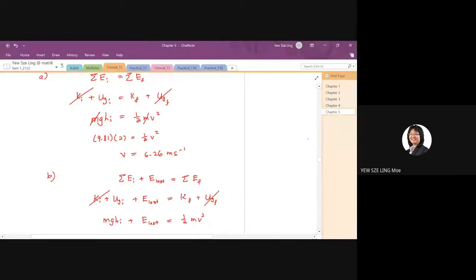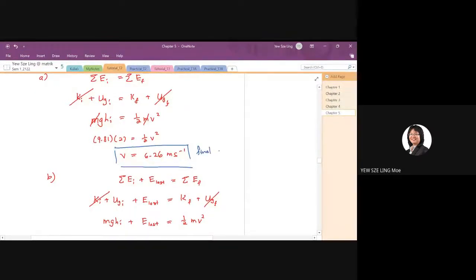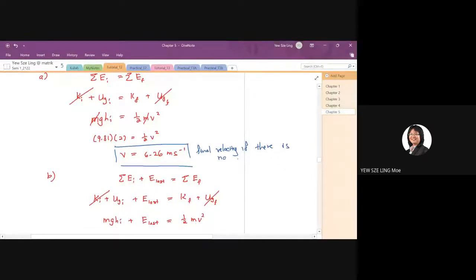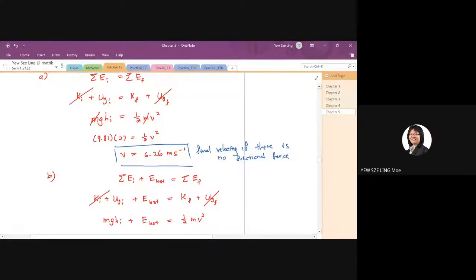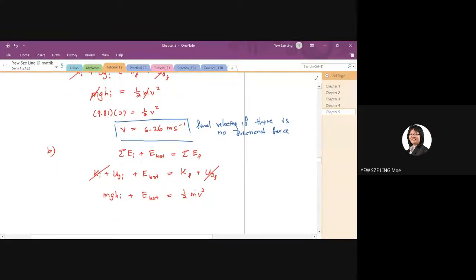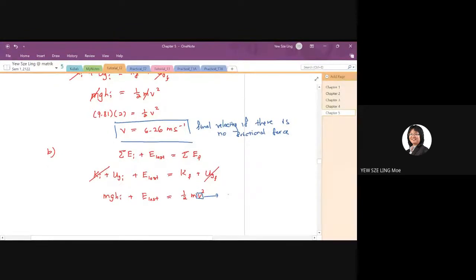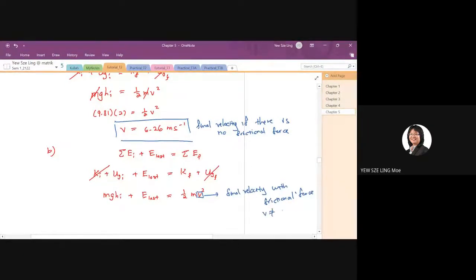But now this v, remember, you cannot take v from question A. The v from question A is the final velocity if there's no frictional force, which means there's no energy loss. The v that we're going to use here is the final velocity calculated with frictional force, the final velocity after going through the frictional force. Therefore, this v is no longer equal to 6.26.